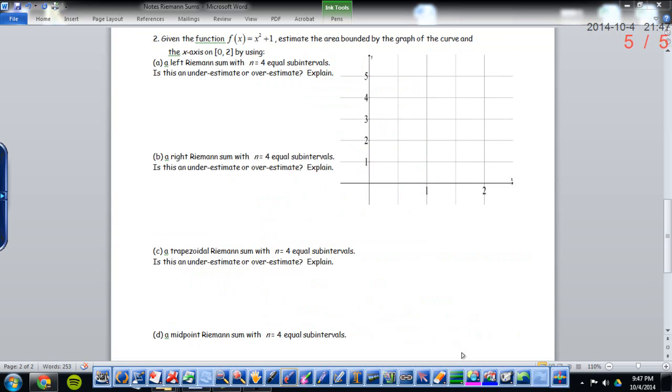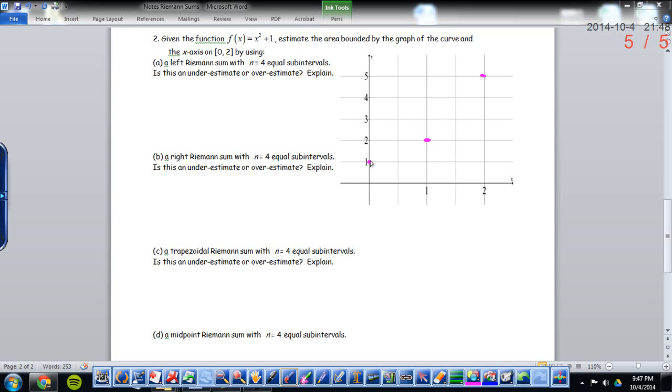This time we're given the function f of x equals x squared plus 1, and we're going to estimate the area bounded by the graph of the curve and the x-axis between 0 and 2 by using some specific Riemann sums. On all of these Riemann sums, we're going to use 4 equal subintervals. So let's go ahead and graph f of x equals x squared plus 1. If x is 0, f of x is 1. If x is 1, f of x is going to be 2. If x is 2, f of x is going to be 5.